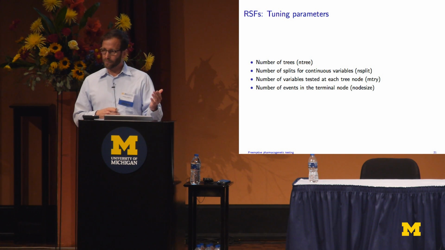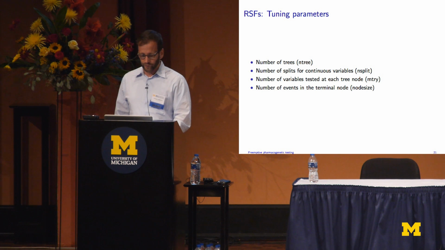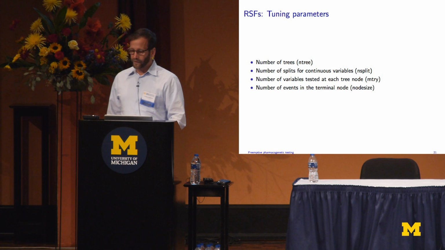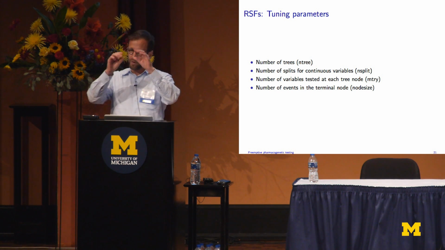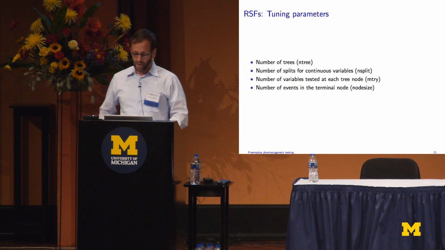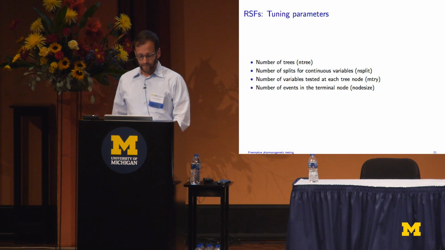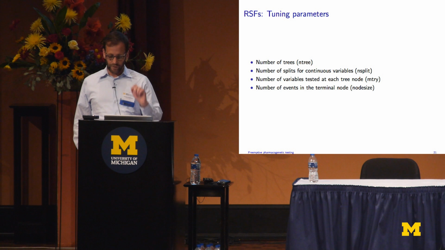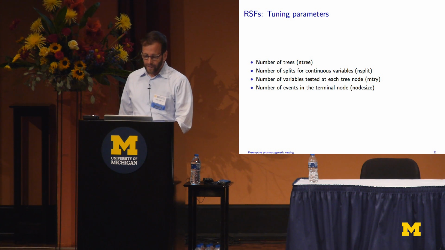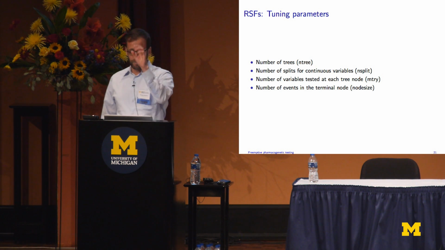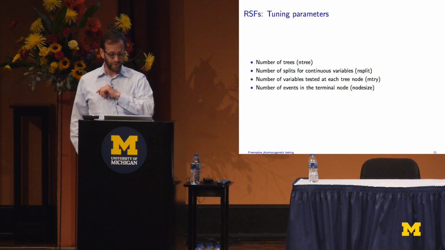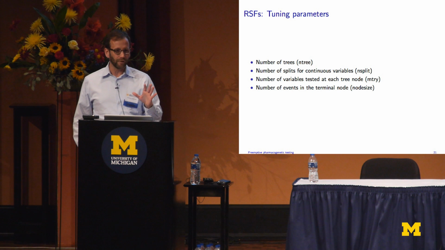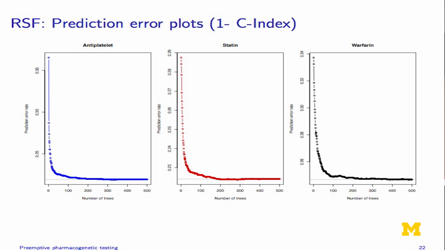There are a number of different tuning parameters for the random survival forest. For example, in your forest, how many trees do you want? For continuous variables, how much do you want to be able to split those continuous variables up? We'll call that n-split. The number of variables that are tested at each node within a tree is called m-try, as well as the number of events that we permit in our terminal nodes of a particular tree. These are all tuning parameters that we wanted to study when we were building these random survival forests.